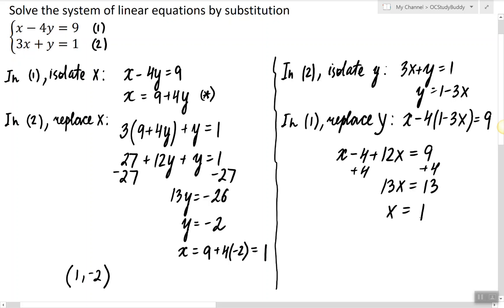And now we can take this 1 and we can plug it into this equation. So y equals 1 minus 3 times 1, which is negative 2. And the answer is 1, negative 2. So no matter how you solve the system of equations, the answer will always be the same.